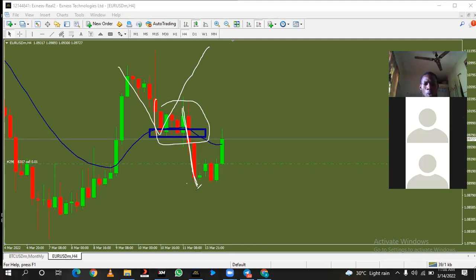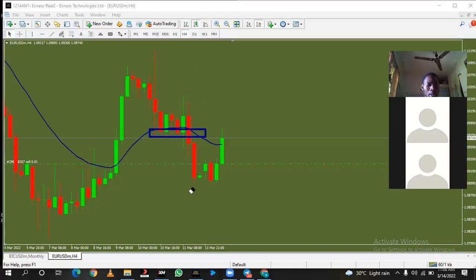Can anybody guess why you think price dropped to this point instead of going back up? Instead of this place holding price, price dropped down more. Why do you think so? Anybody want to try? Tell me why.